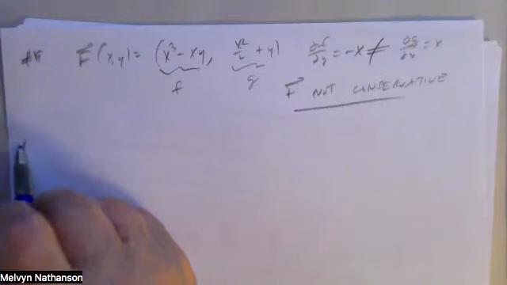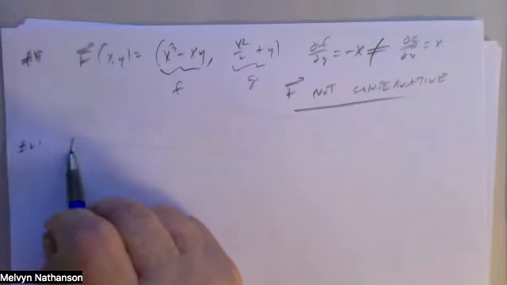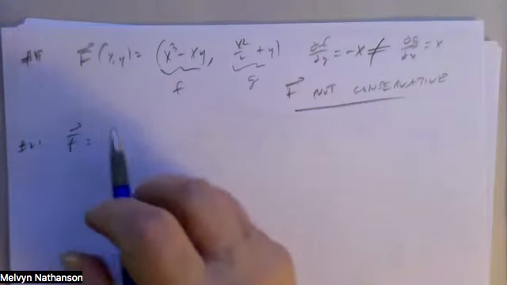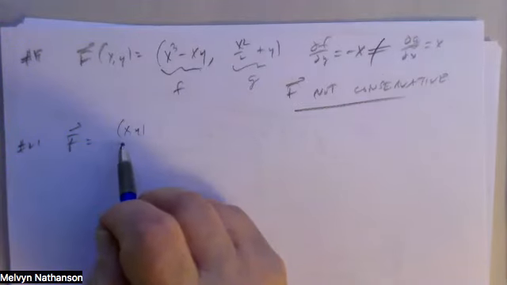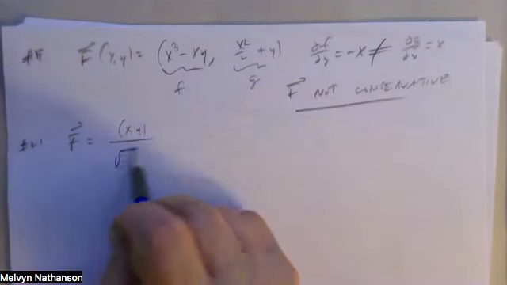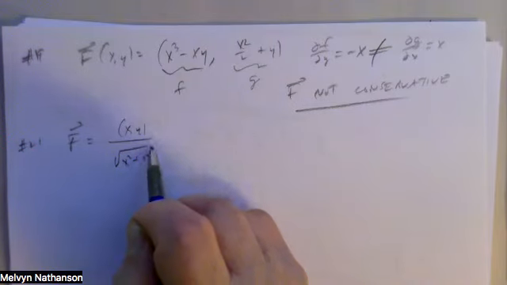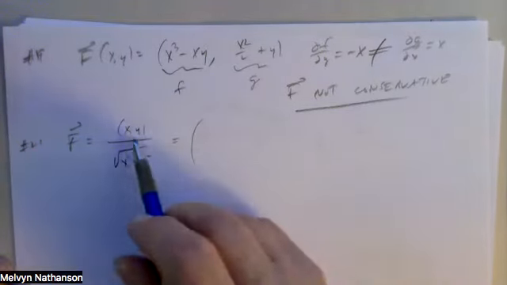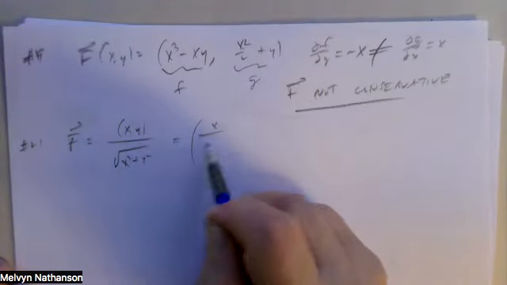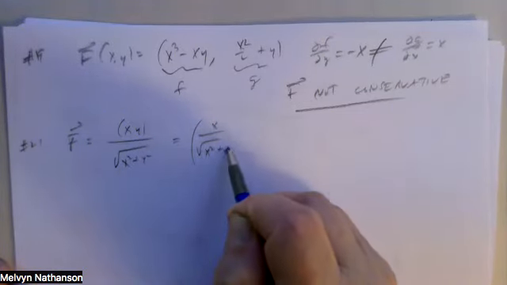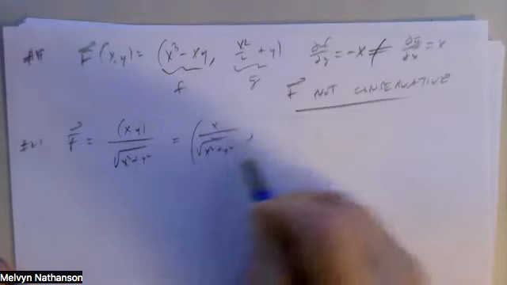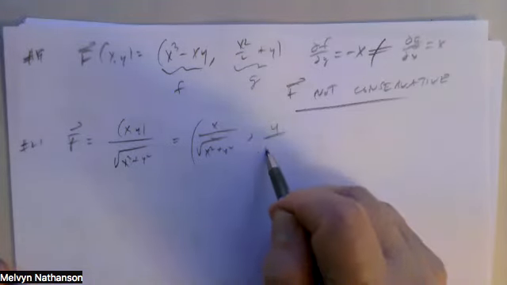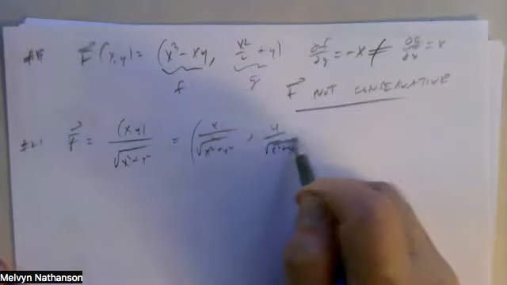Let's look at another example. Suppose you have problem 21. We have the vector field xy, the vector, divided by square root of x squared plus y squared. Let me just write this. The first coordinate, this is a scalar, is x over the square root of x squared plus y squared. And the second coordinate is y over the square root of x squared plus y squared.